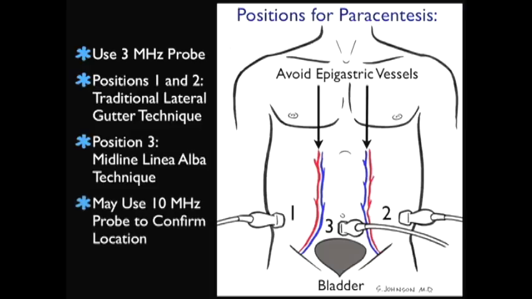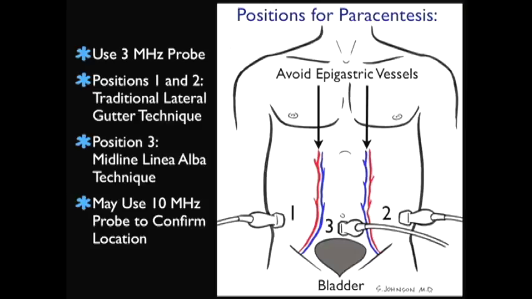So we want to use that 3 MHz probe, and we can place the probe as shown in positions 1 and 2 in the traditional lateral gutter approaches for the paracentesis procedure. This would be above the anterior superior iliac crest. And we can look for fluid within the lateral gutters and plan for a puncture attempt in either of these positions. We can also place the probe in probe position 3 as shown in the midline linea alba position.